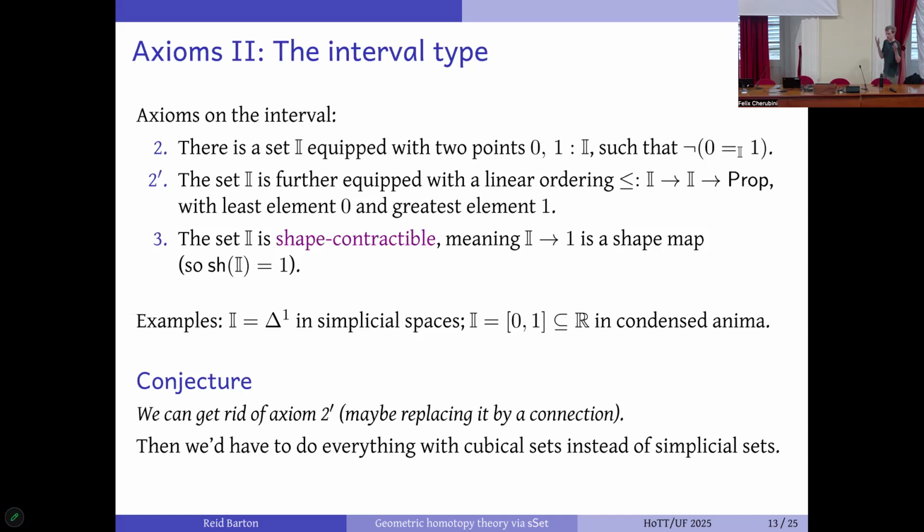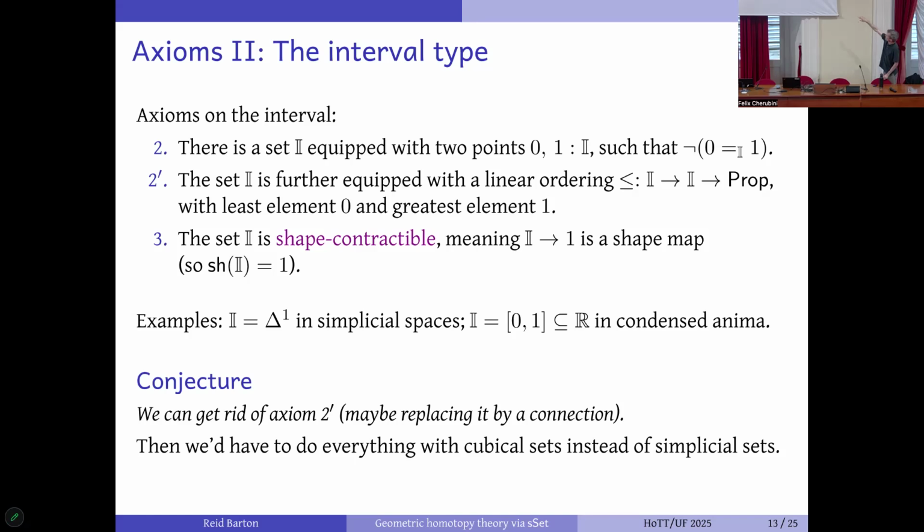So those are the axioms about the shapes. And then here are the rest of the axioms. They concern the interval. So I'm going to ask for a set I that has 2 points, 0 and 1, and they're different. That's the first axiom. And the second axiom is that the set I has a linear ordering such that the least element is 0 and the greatest element is 1.